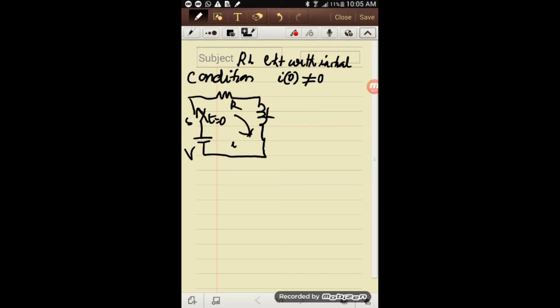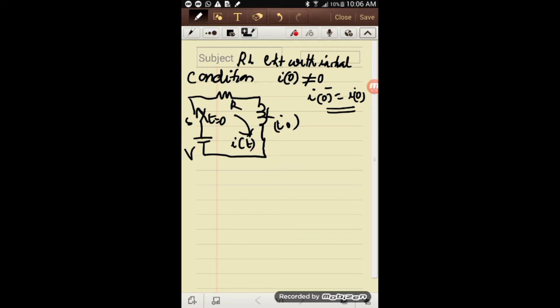I of t is the current at t greater than 0. So we have to find the solution I of t for t greater than 0 if the inductor was carrying an initial current I of 0. Inductor was previously carrying a current I of 0. So I of 0 minus is equal to I of 0. For an inductor, what is the theory? Current at t equal to 0 minus will be the same as the current at time t equal to 0 plus.